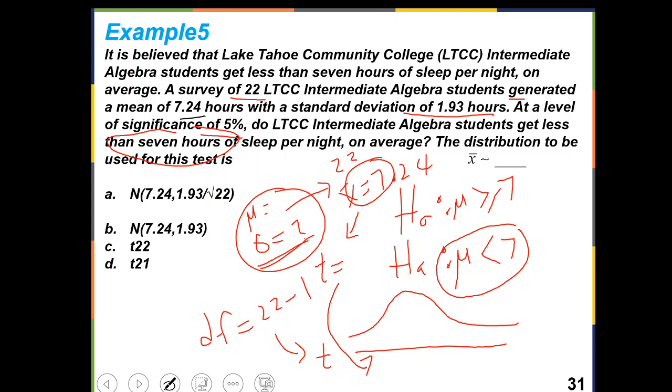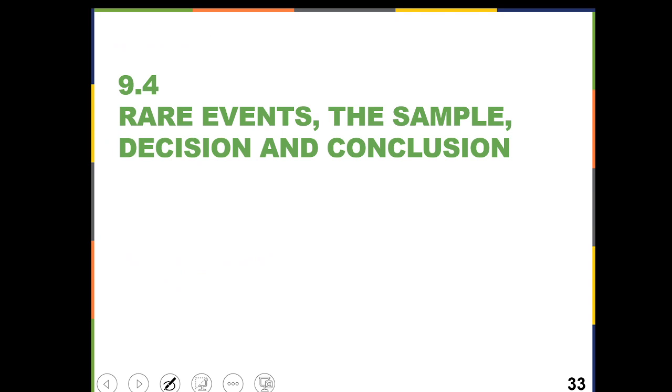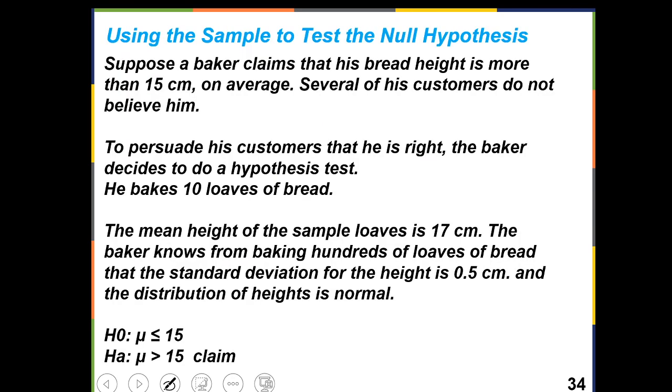So that's the question, it wasn't to do it here. The question was what type of distribution you have to use. We're going to have to use what? Answer is D. It would be a t distribution with 21 degrees of freedom. All right, so let's look at some more examples.